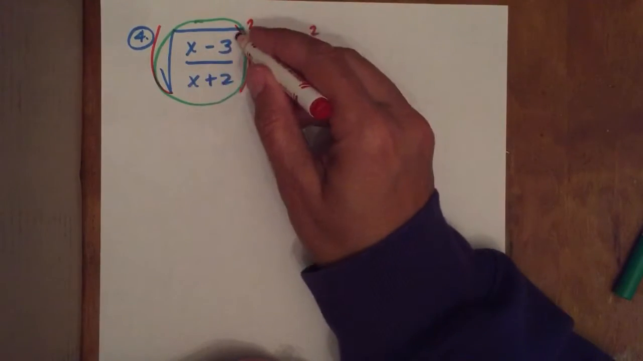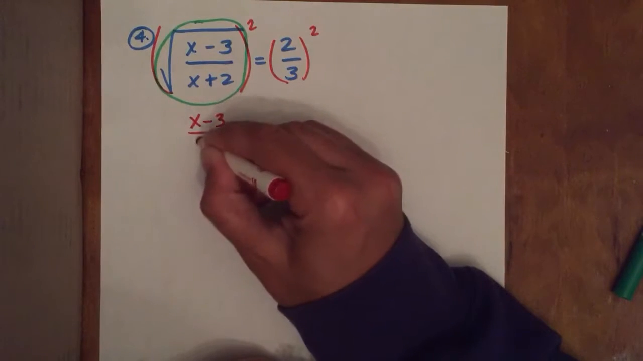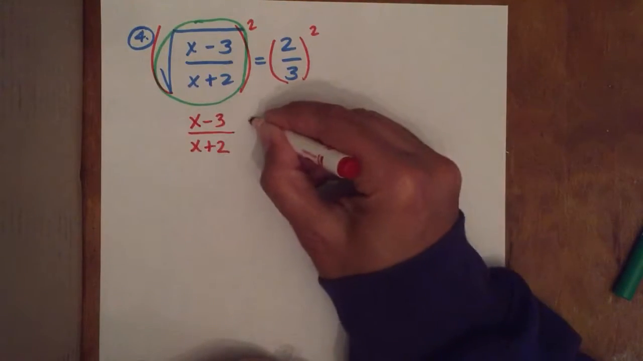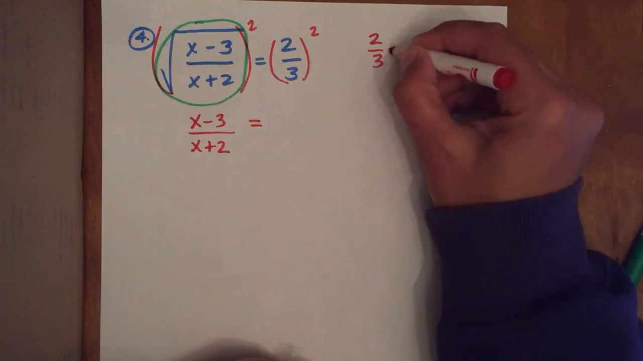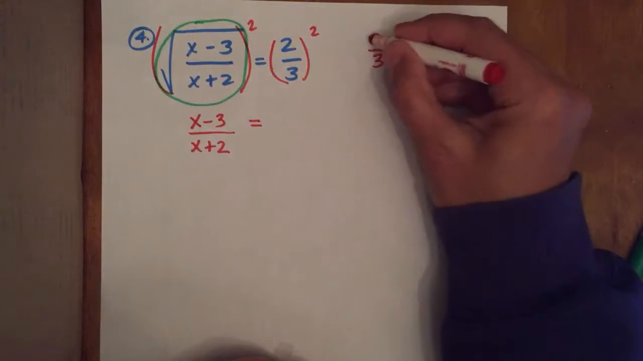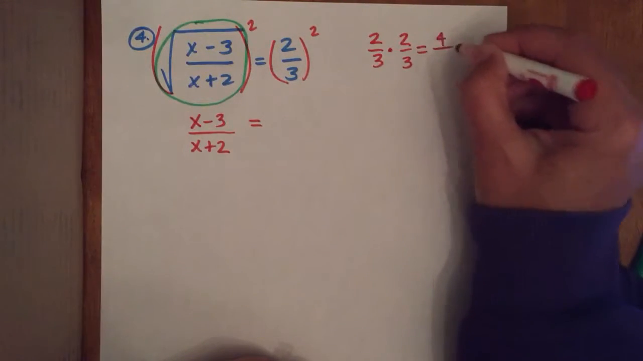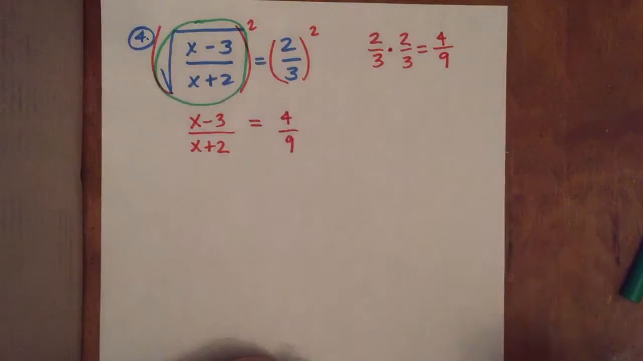Remember, squaring and square root are inverse operations, so that just ends up with x minus 3 over x plus 2. And if I square 2/3, remember that's the same thing as 2/3 times 2/3. And when you multiply fractions, you go straight across. 2 times 2 is 4. 3 times 3 is 9. Okay? So now I've gotten rid of the radicals, so let's go ahead and solve this.